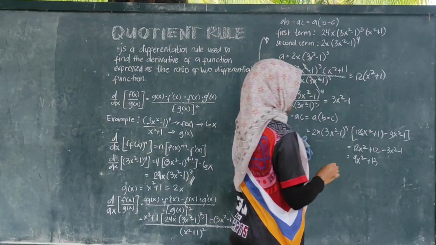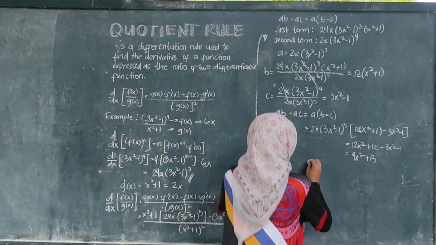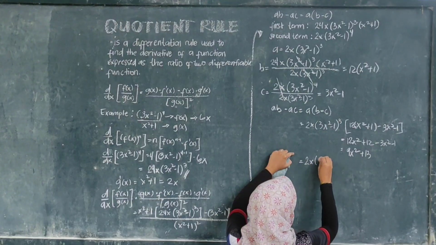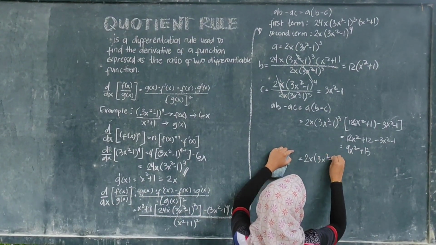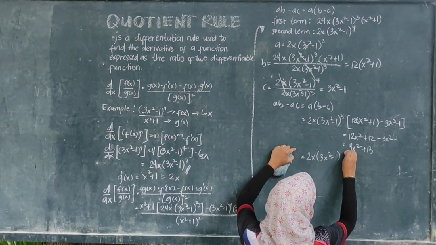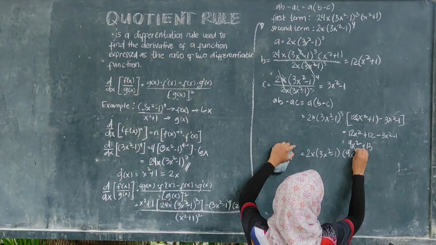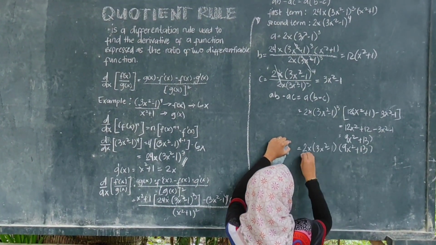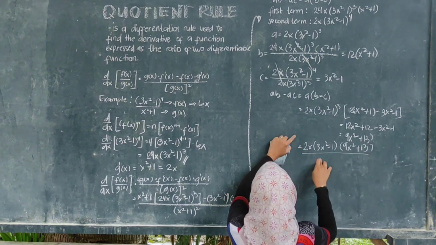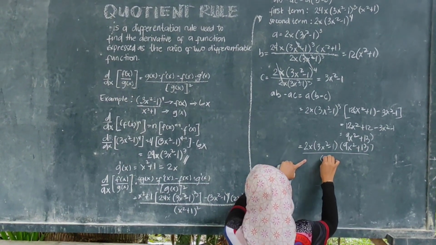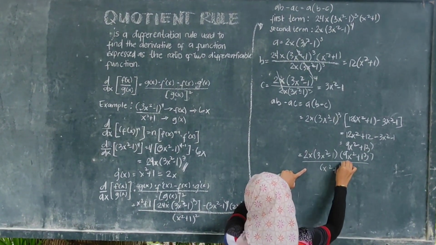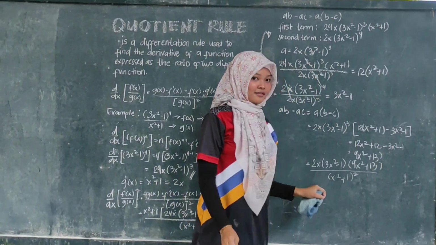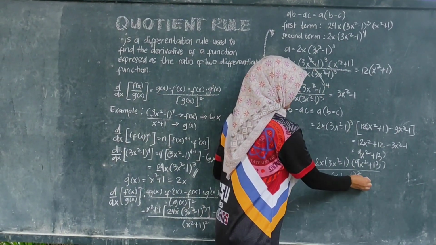So now, our final answer is 2x times (3x squared minus 1) cubed times (9x squared plus 13), all over the value of g of x, which is (x squared plus 1) squared. So this is our final answer.